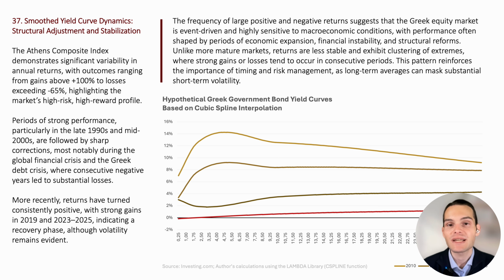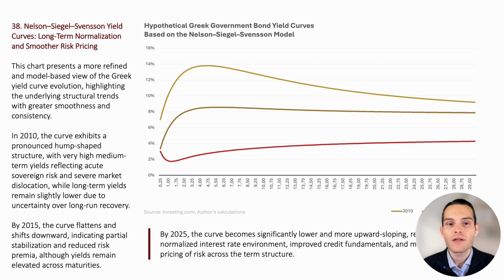This chart presents a smooth representation of the Greek yield curve using cubic spline interpolation. The earlier curves appear steep and irregular, reflecting the instability and market distortions over the sovereign debt crisis period. Over time, the curves gradually become smoother and more stable as sovereign risk declined. The Nelson-Siegel-Svensson model confirms the broader pattern observed in the previous yield curves, showing the transition from crisis-driven distortions toward a more normalized and stable bond market environment.